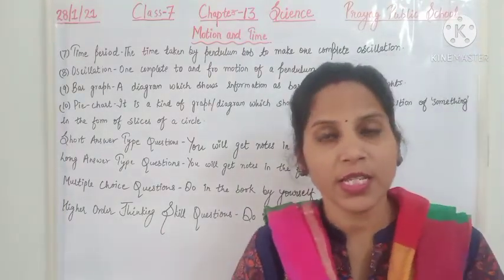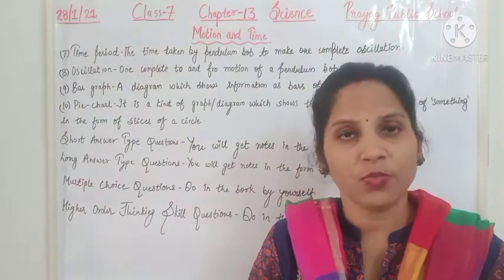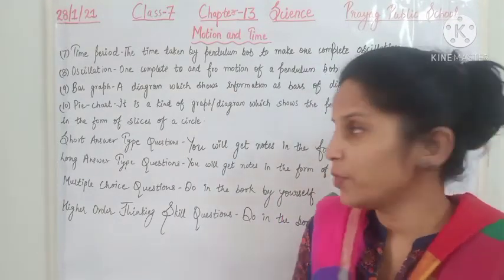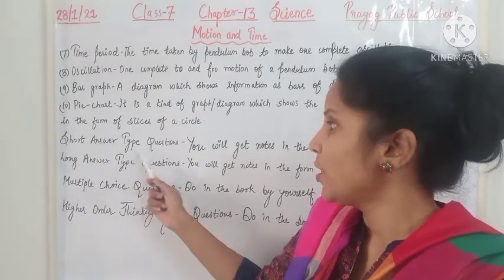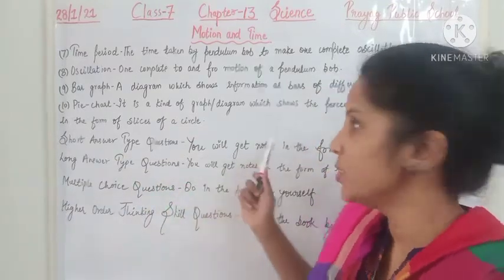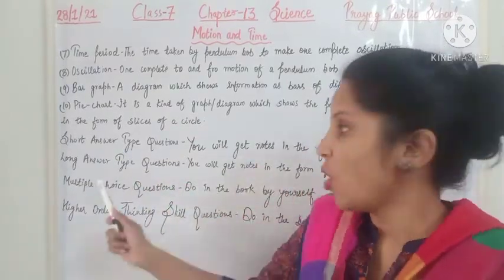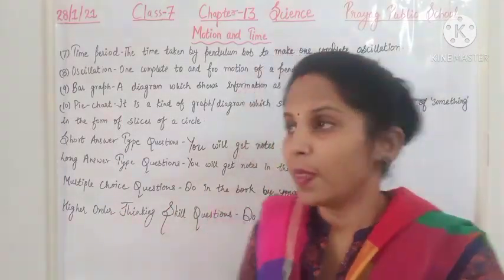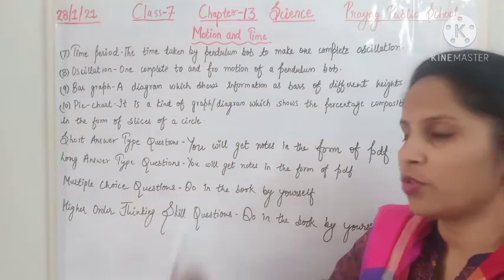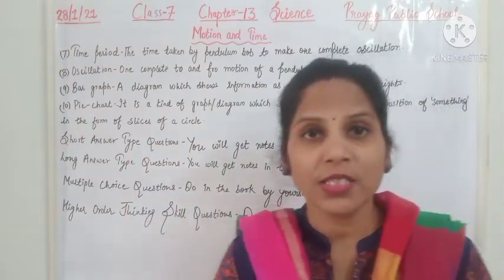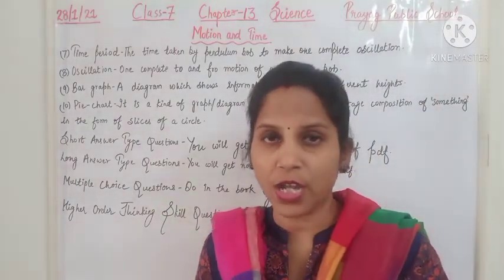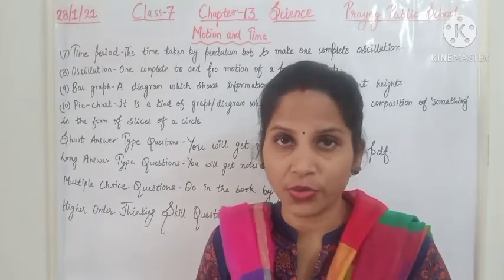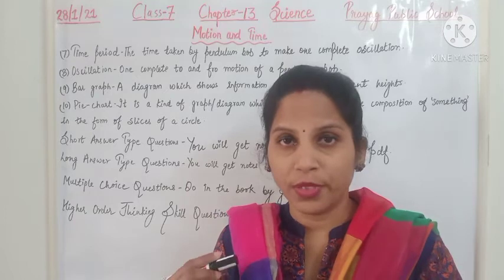Now I will be discussing the very short answer type questions, okay. And after very short answer type questions you will get notes in the form of PDF. Long answer type question you will also get the notes in the form of PDF. Then come to multiple choice questions, children. The answers are given at the back of the chapter. You need not look over that. First you try by yourself. You try to do it in the book itself.